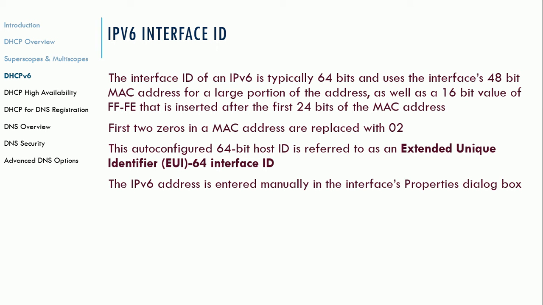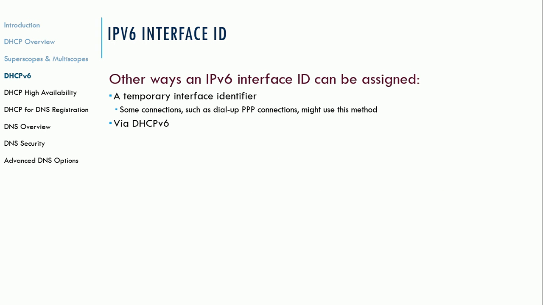The first two zeros in a MAC address are replaced with 02, and this is auto-configured. The auto-configured 64-bit host ID is referred to as the Extended Unique Identifier, or EUI 64-bit interface ID. An IPv6 address can also be entered manually in the interface's property dialog box. And there are other ways that an IPv6 interface ID can be assigned.